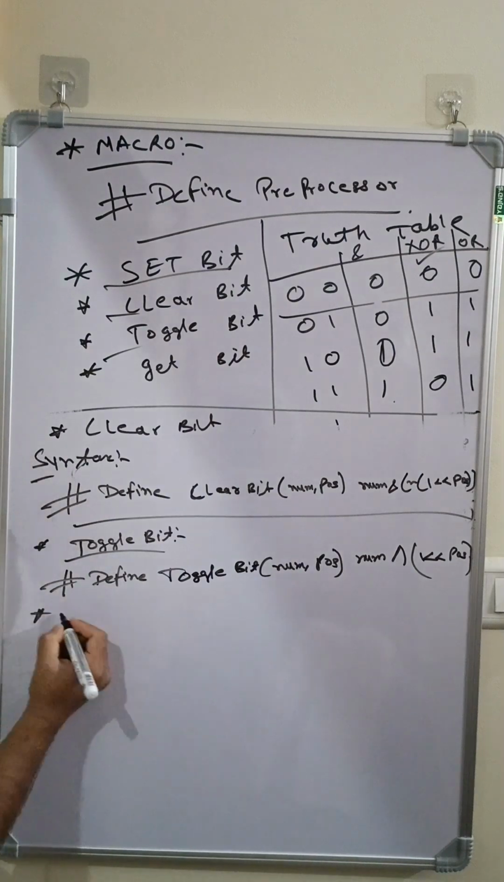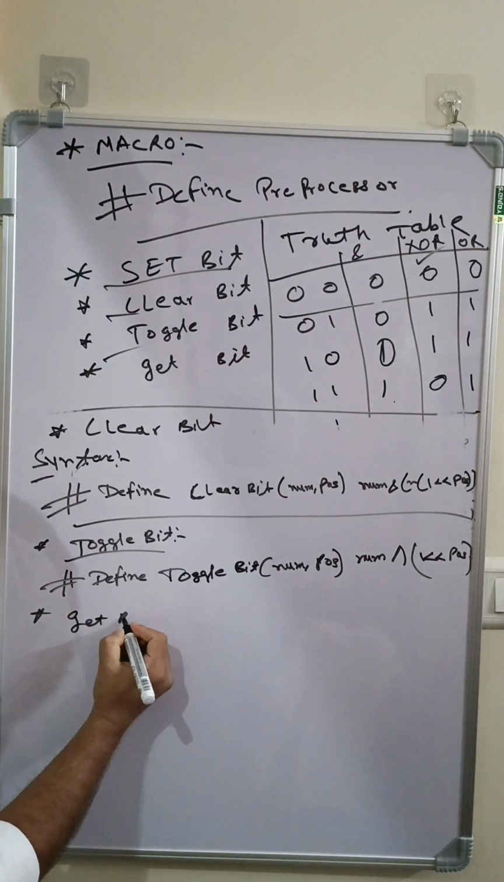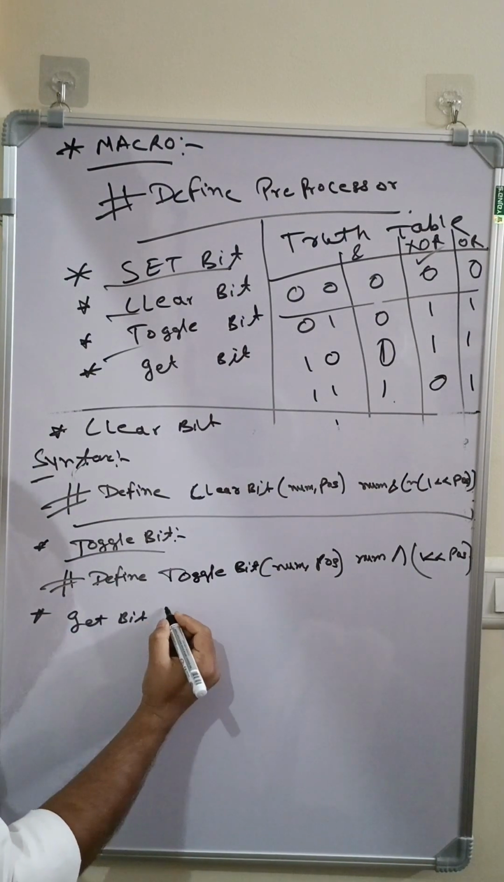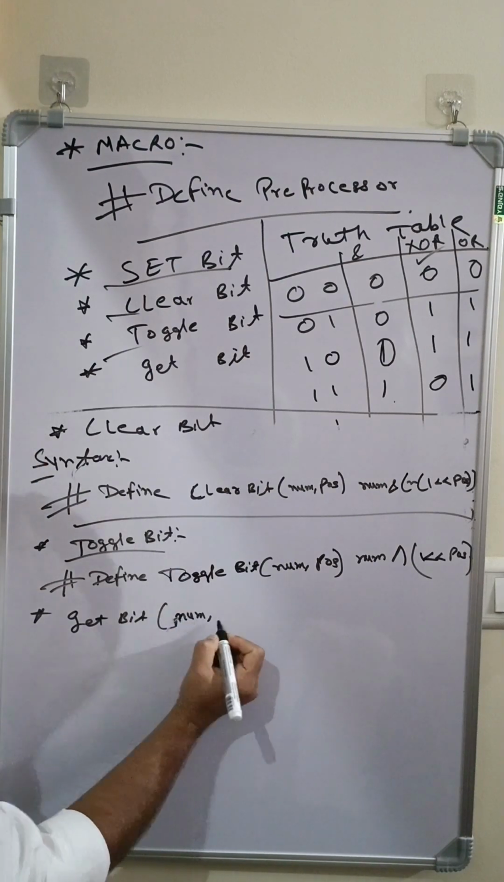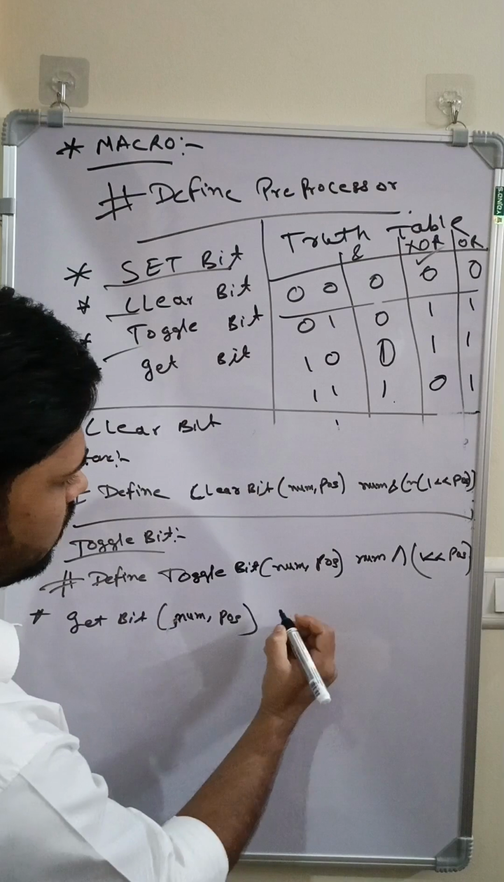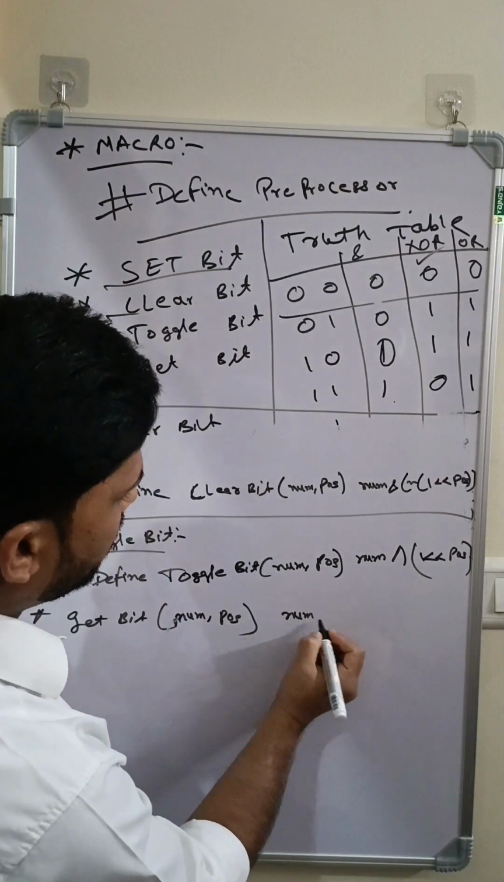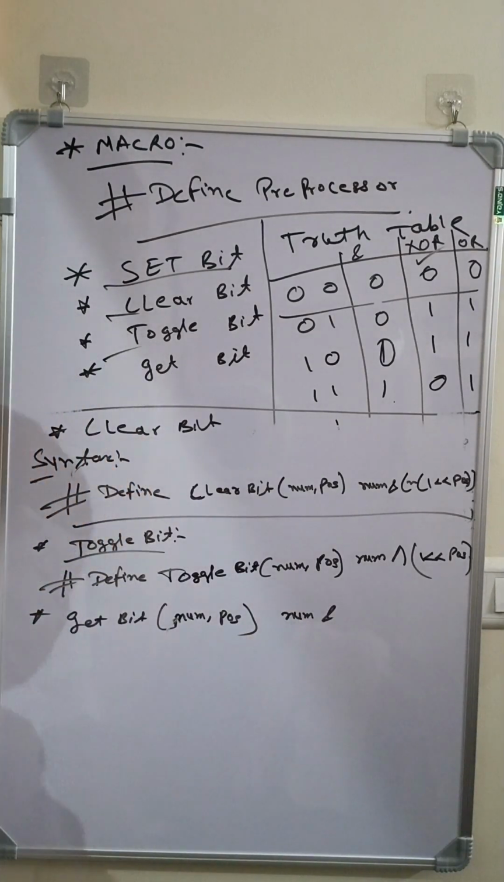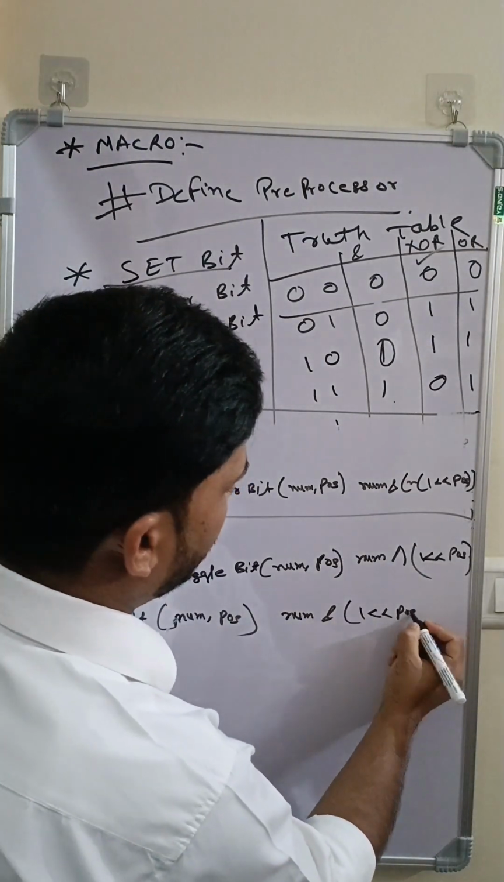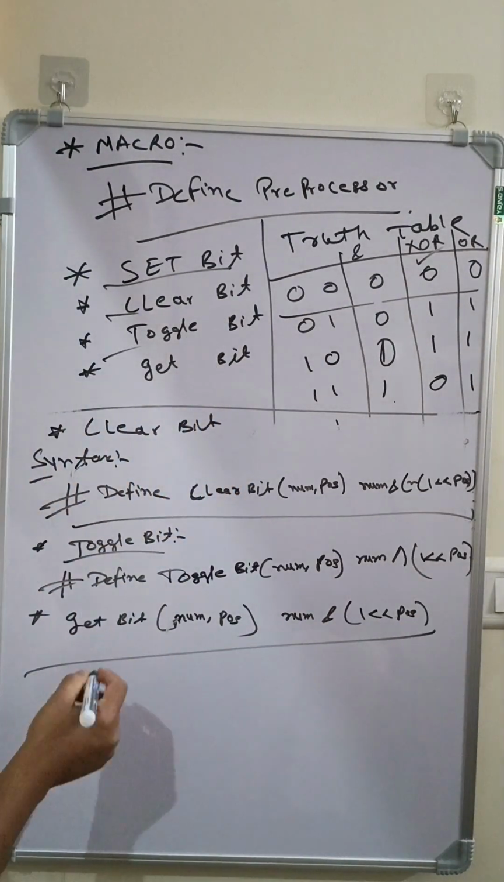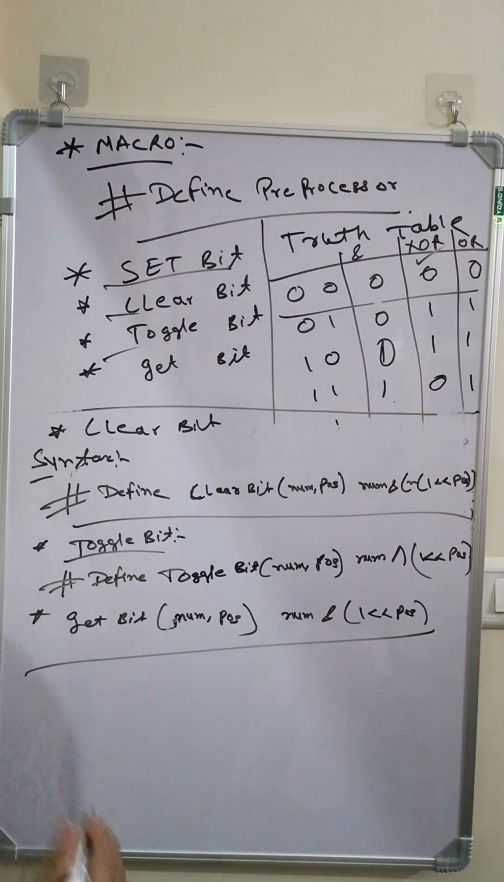Next is get bit. In this we take number and position, and in get we are doing only an AND operation with one shifted by the position. So this is the syntax for all. Now we will do it here and see.